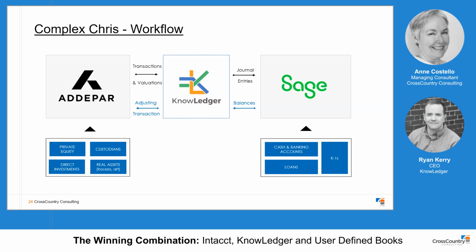Now this workflow right here is by far the most popular workflow across all of our clients. It's involving Addepar and Sage-Intacct. And at the bottom is where it adjusts. So you can see over on the left side, we have your typical types of investments going into Addepar, and on the right, you have what goes into Sage.